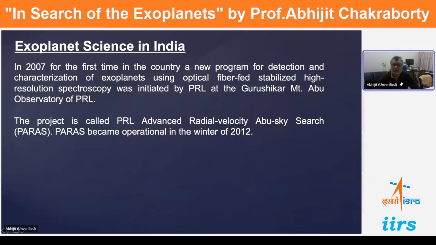The program is called PARAS, PRL Advanced Radial velocity Abu-sky Search. Abu-sky means that because the observatory is placed at Mount Abu, all stars that can be seen from Mount Abu are subject to the search. That's why Abu-sky Search. PARAS became operational in the winter of 2012.